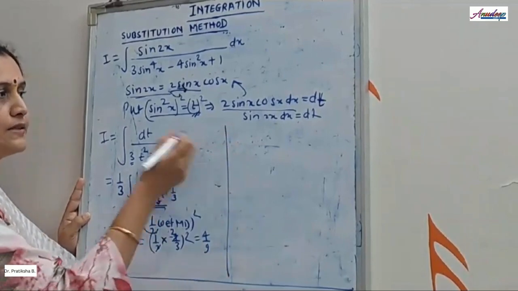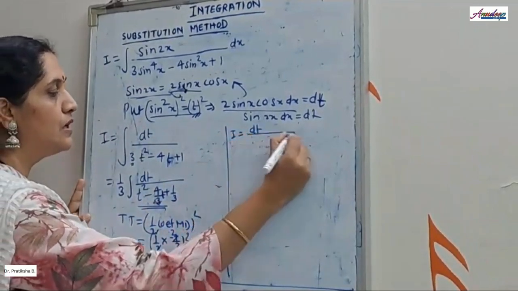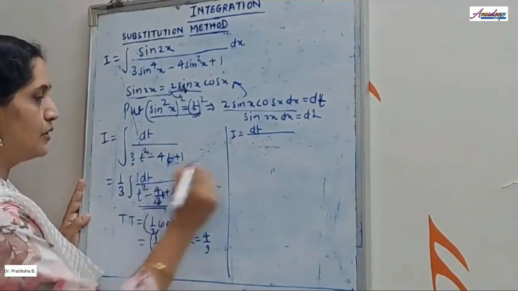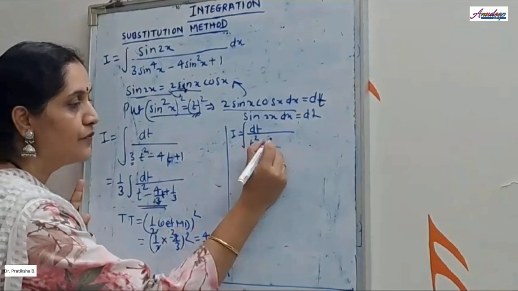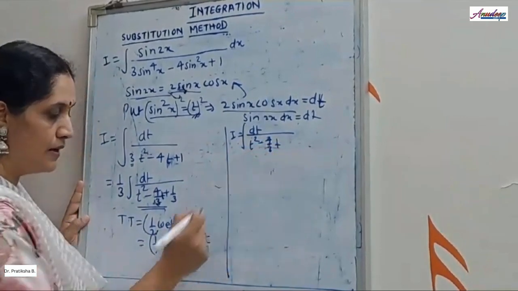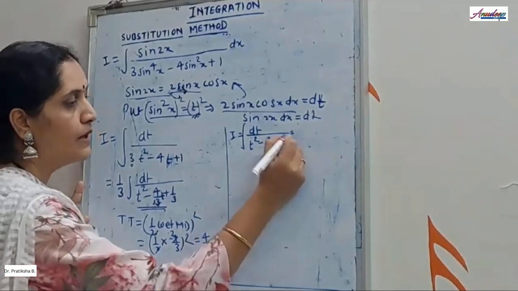So when you add and subtract, what do you get? I is equal to dt upon t square minus 4 by 3 t, and the third term we just figured out is plus 4 by 9.